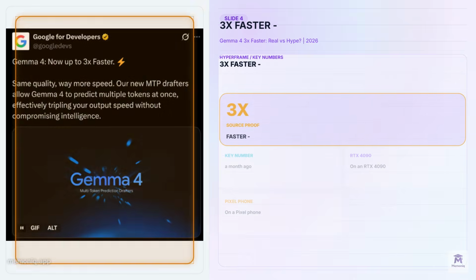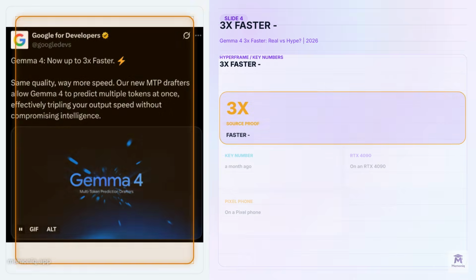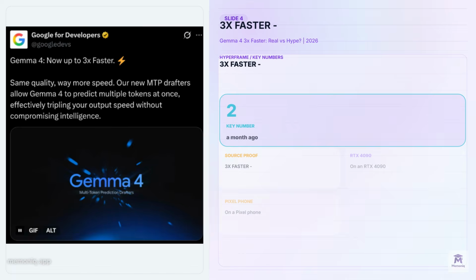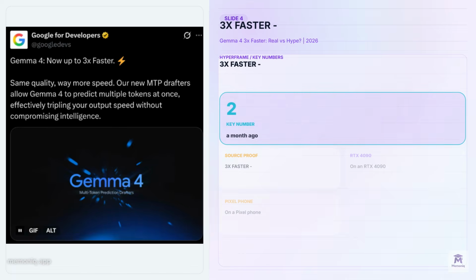24 tokens per second from a 31B model on a single consumer GPU. A month ago, that was science fiction. Google dropped multi-token prediction drafters for Gemma 4 on May 5th, and the headline number is a 3x speedup. But let's get specific, because 3x faster means nothing without knowing the starting point.